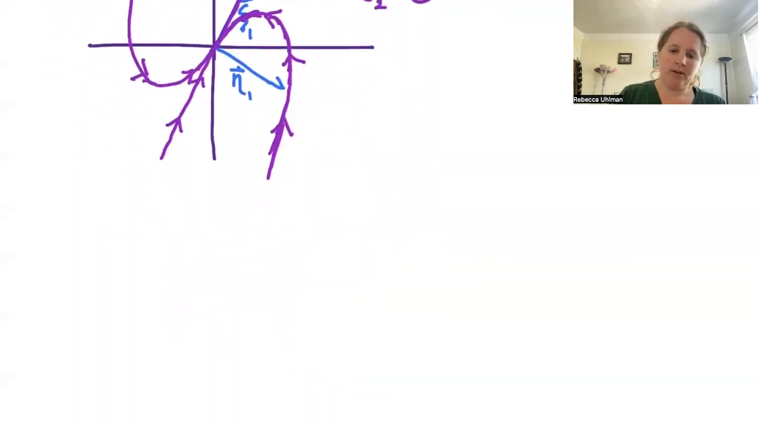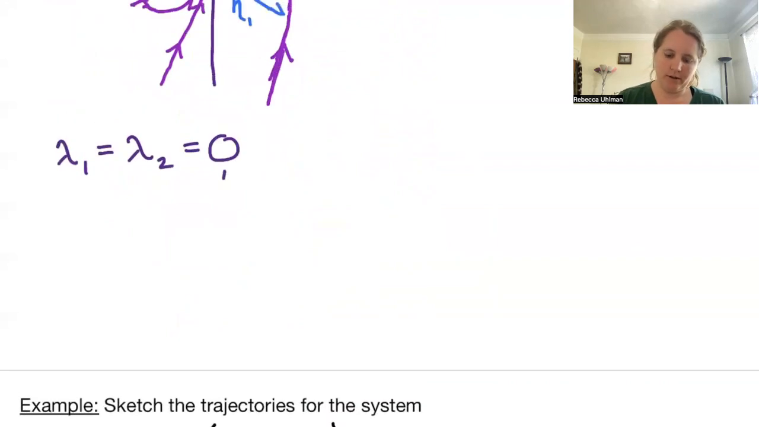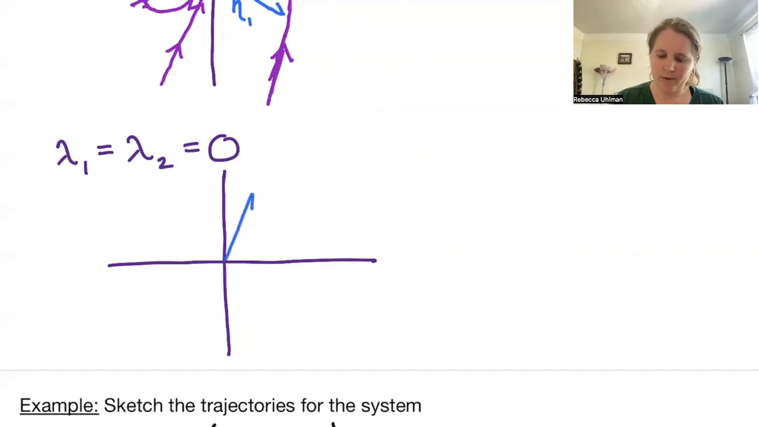In the case where λ1 equals λ2 equals 0, we have our two vectors. We have our psi1 representative vector and eta1 representative vector. When C2 is equal to 0, we are just along this line, along the line through the origin in the direction of psi1. And we're not moving in any direction.